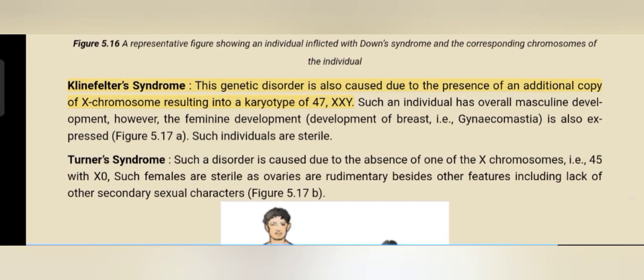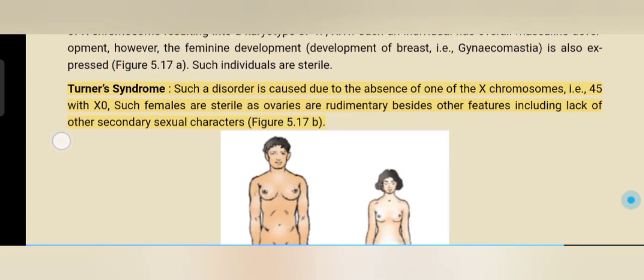Klinefelter syndrome. This genetic disorder is also caused due to the presence of an additional copy of X chromosome, resulting in a karyotype of 47, XXY. Such an individual has overall masculine development, however, the feminine development of breast, i.e., gynecomastia, is also expressed, Figure 5.17a. Such individuals are sterile.